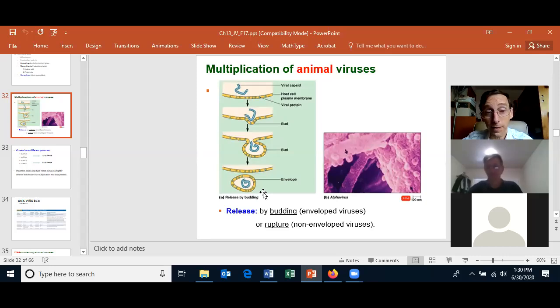The point is the budding virus buds out of the cell at low numbers, and so the budding virus does not usually kill its cell. If the cell dies, it's because the host immune system recognizes that this cell is infected, and so the host immune system kills the cell. Okay, any question about that?